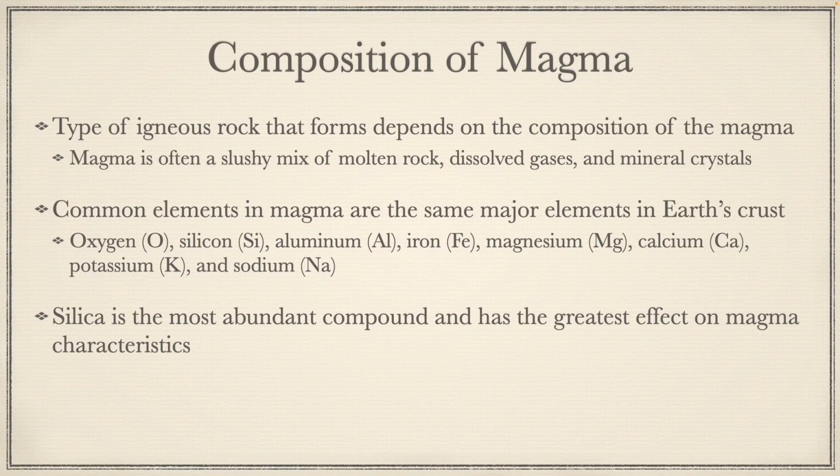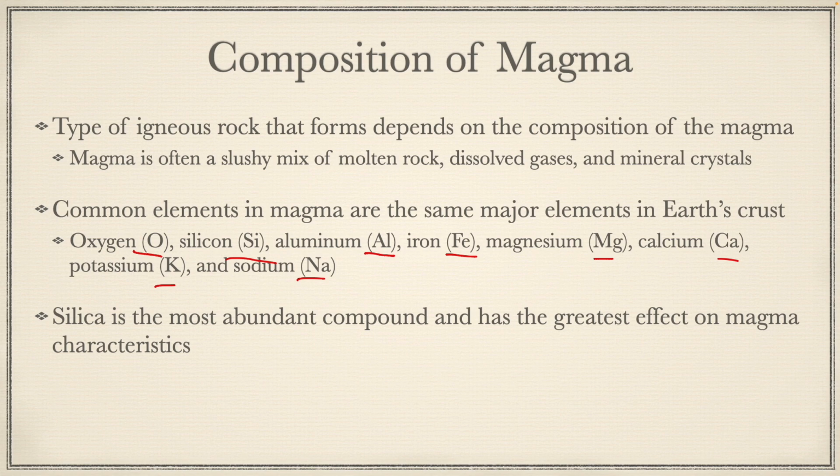So the composition of magma. The type of igneous rock that forms depends on the composition of the magma. So magma is often a slushy mix of molten rock, dissolved gases, and mineral crystals. Some common elements in magma are the same major elements in Earth's crust. So oxygen, silicon, aluminum, iron, magnesium, calcium, potassium, and sodium. Those are our main elements that are in the rocks in Earth's crust. Those are also a lot of the main elements in our magma.